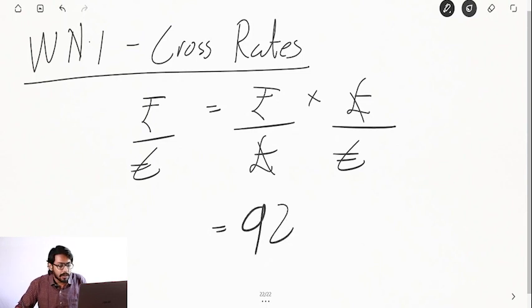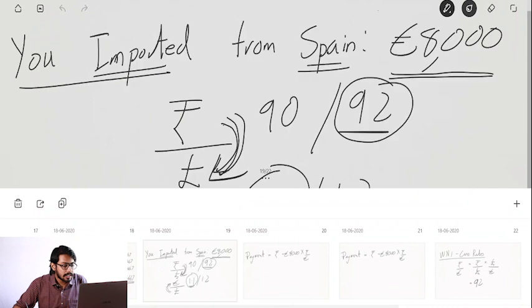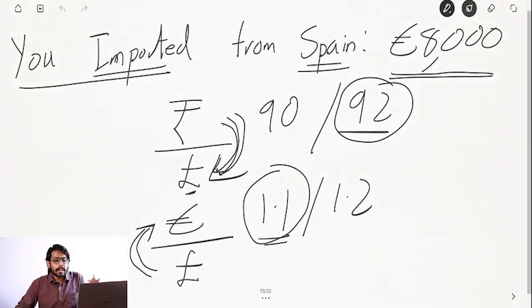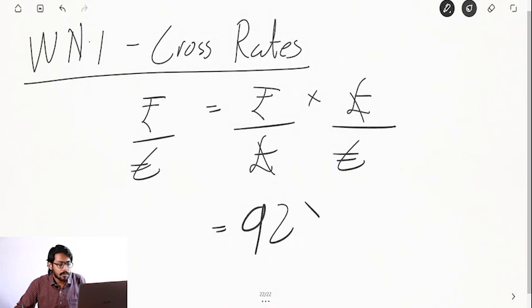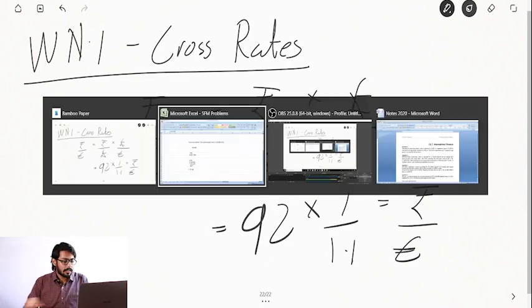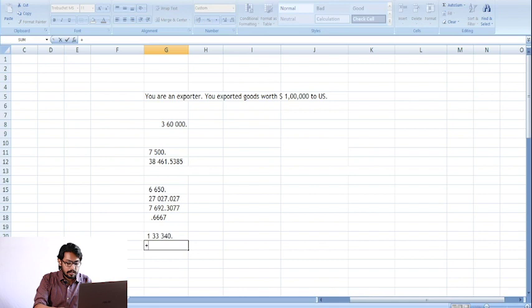You need pound by euro. What is given in the question is euro by pound. So 1.1, you have taken reverse, into 1 by 1.1. You will get rupee by euro. What is the rate? 92 divided by 1.1.